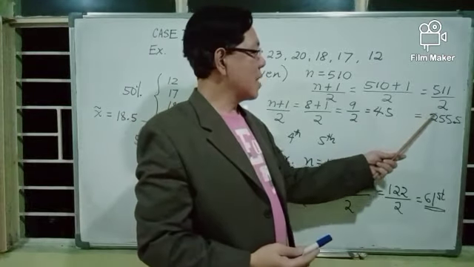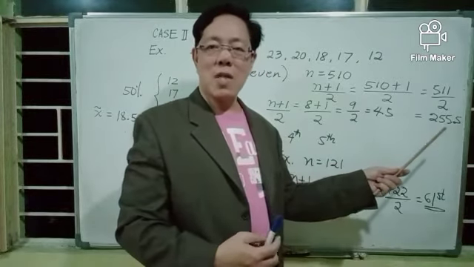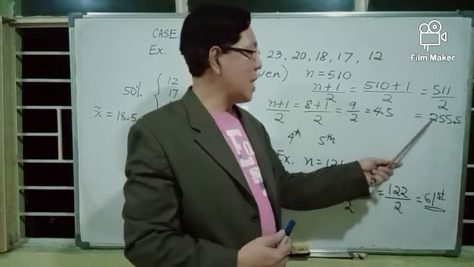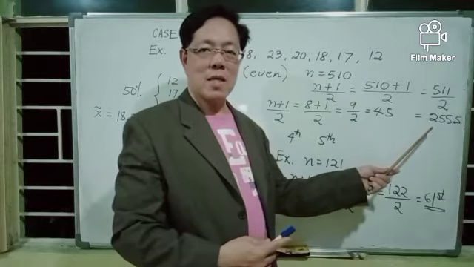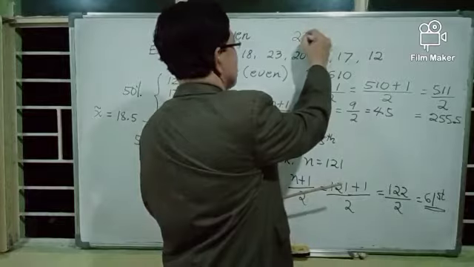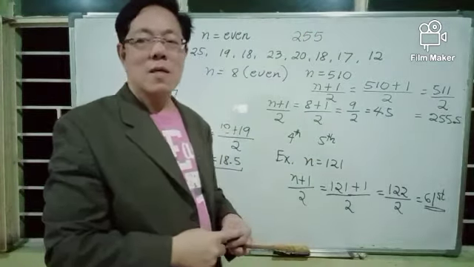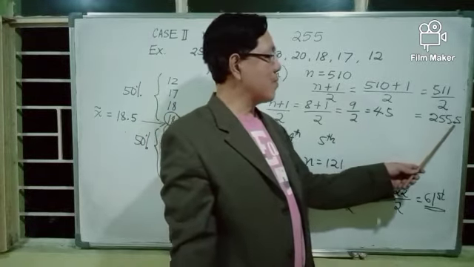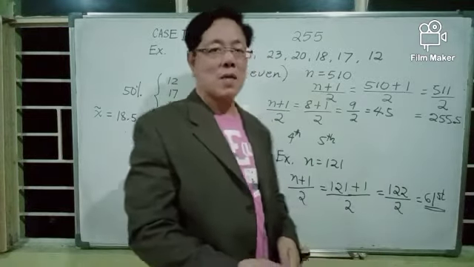(511) divided by 2 is 255.5. Now you take the greatest integer or whole number less than 255.5, and that integer is 255. And take the smallest integer greater than 255.5, and that integer or whole number is 256.